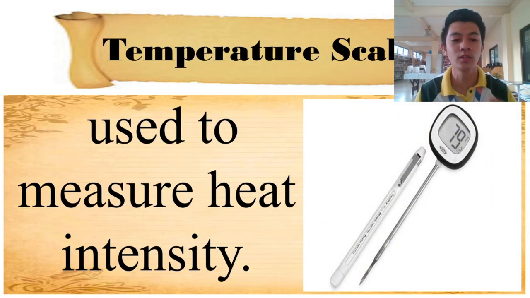Temperature scales, ayan, used to measure heat intensity. The main purpose of temperature scale, it is a kitchen device used to measure the weight of ingredients and other food. Ayan, it is essential to use temperature scale when cooking meat or poultry to prevent undercooking and consequently to prevent foodborne illness. Ayan, minimeasure niya yung kung gaano kabigat o kung gaano kainit yung isang pagkain. At iniiwasan niya na ma-undercook yung pagkain at para hindi masira ito. Alright, that's the main purpose of temperature scale. Alright, next.